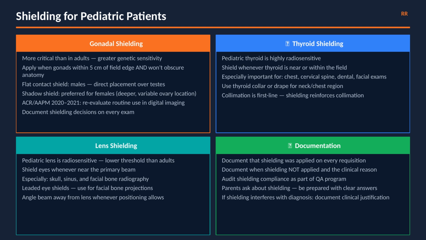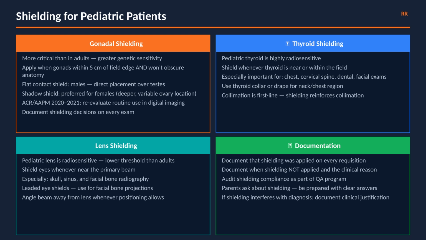Documentation. Document shielding applied on every requisition. Document when shielding was intentionally omitted and the clinical reason. Audit shielding compliance as part of your quality assurance program. Parents ask about shielding.